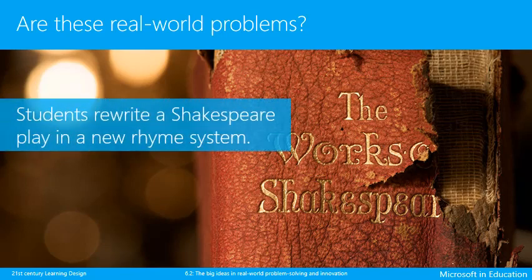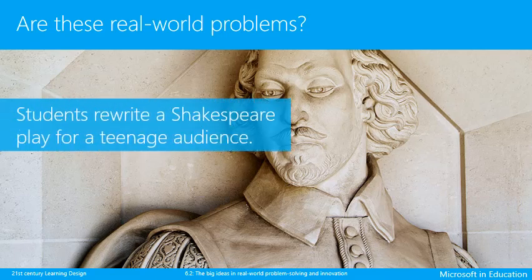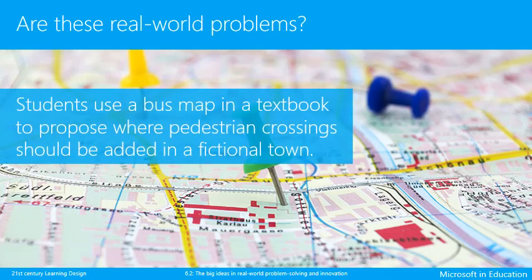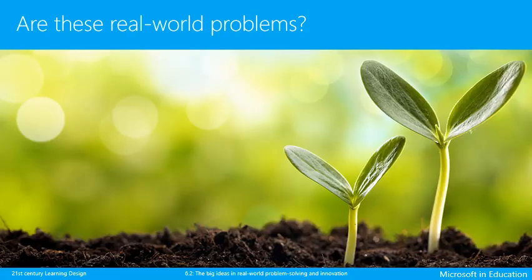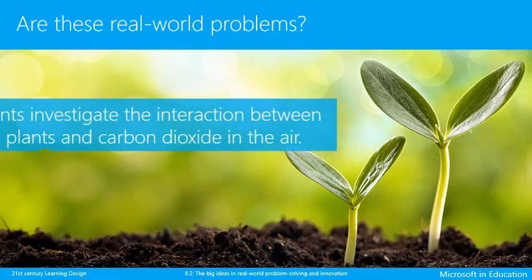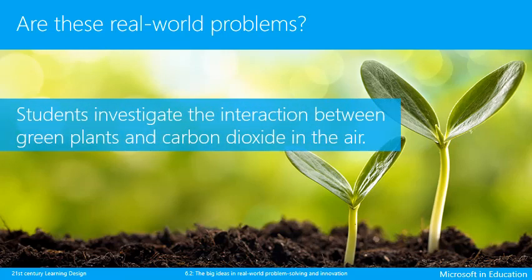Students rewrite a Shakespeare play in a new rhyme system. If students rewrite a Shakespeare play for a teenage audience, is this a real-world problem? If students use a bus map in a textbook to propose where pedestrian crossings should be added in a fictional town, are they engaged in real-world problem-solving? If students use their own town's bus map to propose where pedestrian crossings should be added in their own town, are they engaged in real-world problem-solving? Are students engaged in real-world problem-solving if they investigate the interaction between green plants and carbon dioxide in the air?